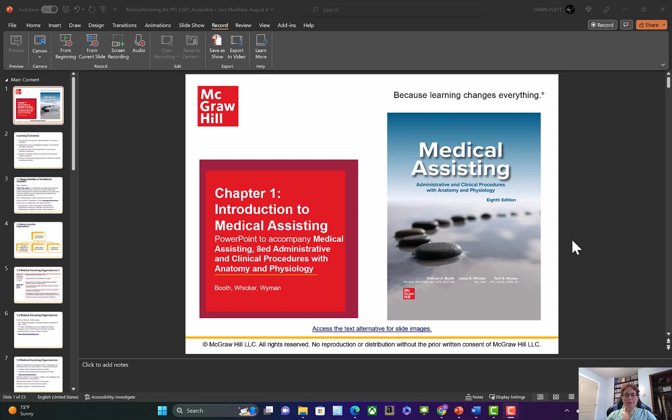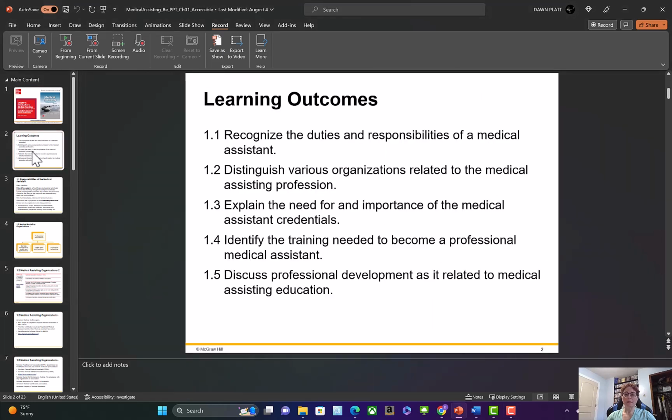The first chapter in this course has to do with Introduction to Medical Assisting. A pretty simple chapter, but I'm just going to go over some highlighted areas that you'll want to read through in your textbook or focus on when you're going through your Smart Book learning assignments. You guys can read the learning outcomes.